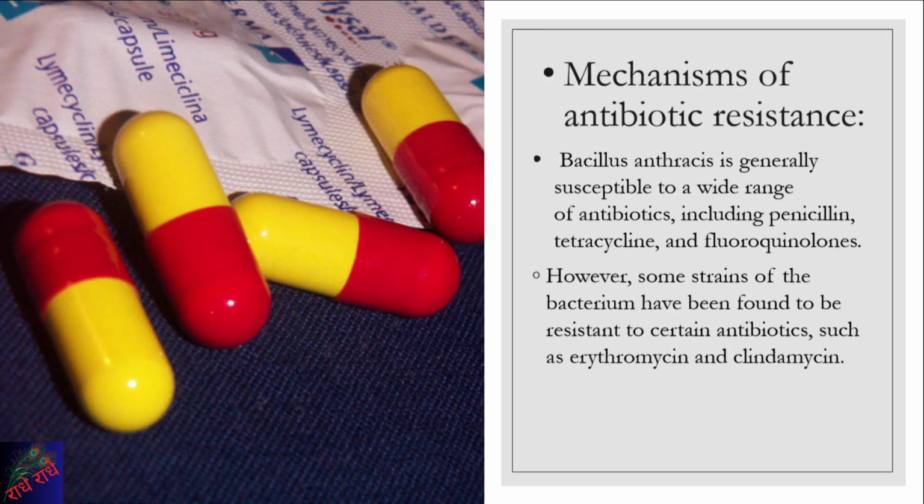Bacillus anthracis is often susceptible to antibiotics such as penicillin, tetracycline, and fluoroquinolones. However, strains have developed resistance to others like erythromycin and clindamycin. Several mechanisms can cause this, including gene mutation or production of an enzyme that can inactivate the antibiotic. Additionally, some strains of Bacillus anthracis can transfer resistance genes to other bacterial species, meaning resistance can spread quickly.